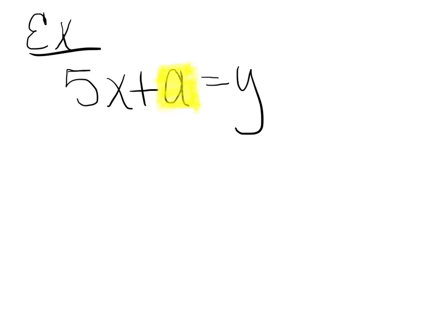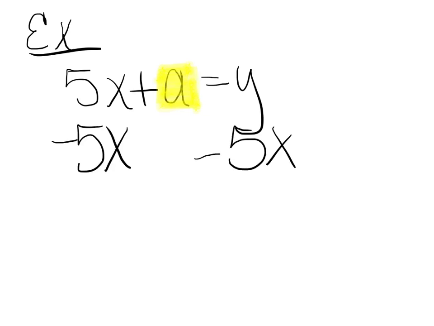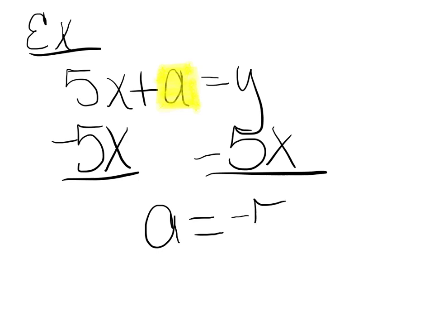So now we're going to solve for a. The first thing we need to do is to move this 5x from the left side of the equal sign to the right side of the equal sign. So what I'm going to do is subtract 5x. And I'm going to subtract 5x because it is originally positive, so the inverse operation would be to make it a negative, or to subtract. So when we subtract 5x from both sides, we get a equals minus 5x plus y.